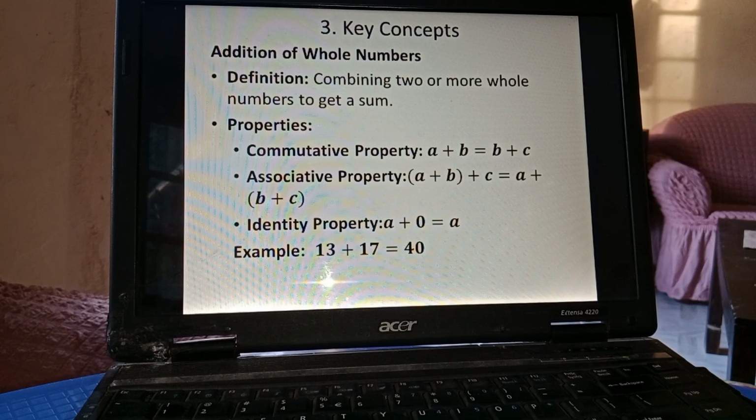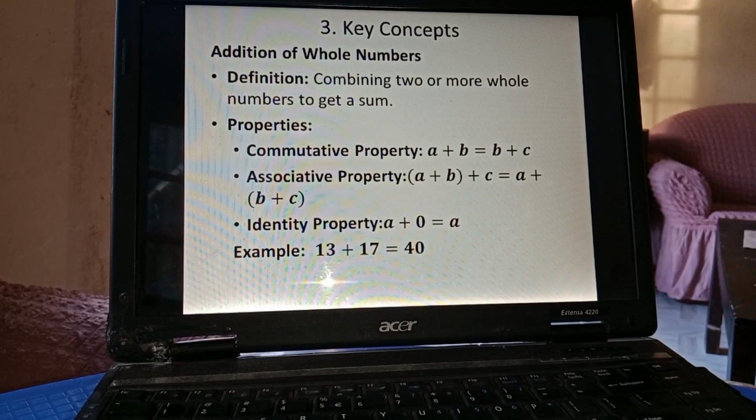The first one is known as commutative property. That is, A plus B is the same as B plus A. Meaning, if you add 2 and 3, 2 plus 3 is 5. If you start with 3 plus 2, the answer is going to be the same. This is known as commutative property. It does not matter which number you start with, the answer will be the same.